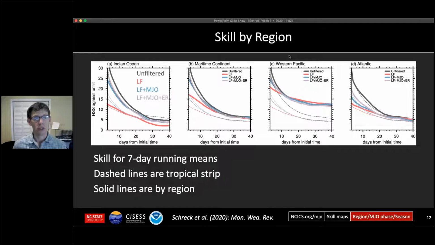In the Indian Ocean, again, you get quite a huge bump by adding the MJO. So that blue line with the low frequency plus the MJO is quite a bit higher than if you were just doing the low frequency. In the Maritime Continent, it's kind of in between, where you get some of your skill from the low frequency, some of it from MJO. That kind of makes sense, where that's a region that's strongly affected by both. And then the Atlantic, there's no real particularly strong player over the others.